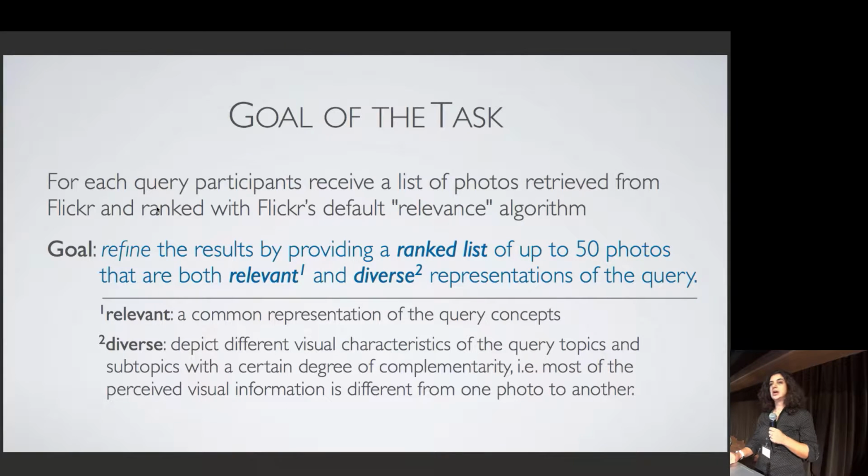So the goal of the task is: we have an initial set of images which is provided by Flickr for a particular query, and the participants are required to provide a ranked list of up to 50 images which are both relevant and also diverse representations of the query. Diverse means that we would like to cover different visual aspects so we can have a broader range of results.